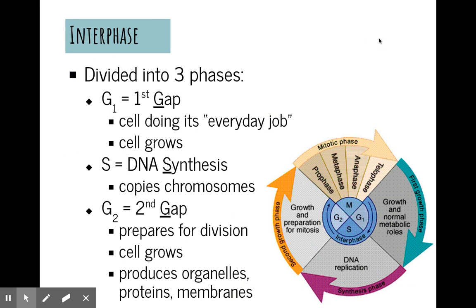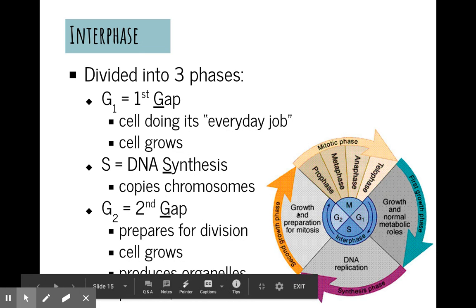Interphase is divided into 3 phases: GAP1 or G1, synthesis, and GAP2. So during the GAP1 or G1 phase, the cell is working, it's doing its everyday job, and it's growing. During the S phase or synthesis phase, the DNA is copied. And then finally, during the G2 phase, the cell prepares for division. It grows and it produces the organelles, proteins, and membranes. Once it completes all of these stages in interphase, then it can be triggered to start mitosis.